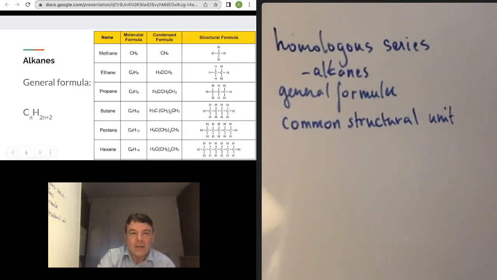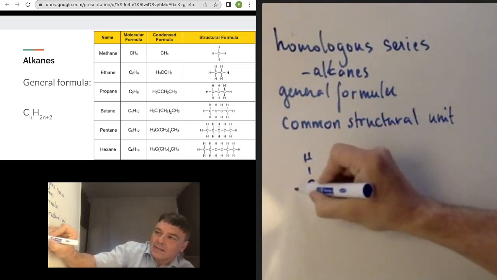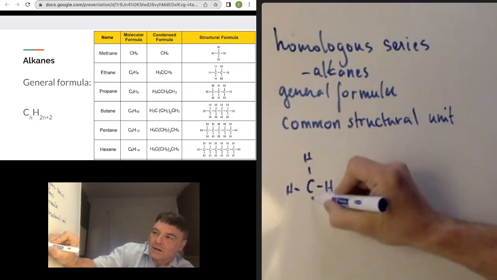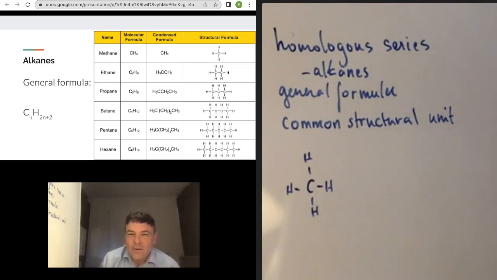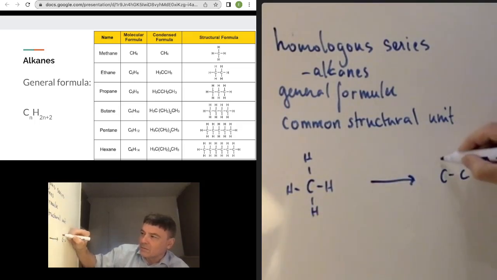And to do that, we are going to look at the first 6 alkanes, and they are named methane, ethane, propane, butane, pentane, hexane, and they increase every time with 1 carbon and 2 hydrogens. Let me demonstrate that. So if I have methane, which has 1 carbon and 4 hydrogens, and I change that into ethane with 2 carbons.